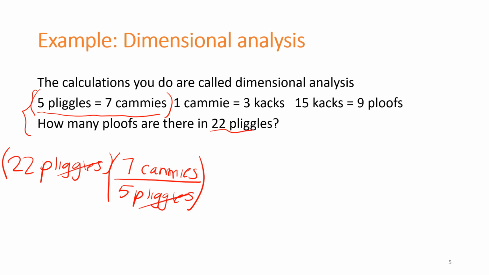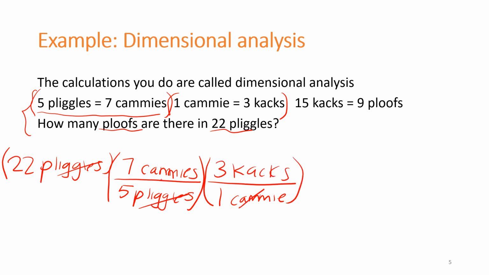Camis is not what we want, not ploufs, so we're still not done yet. We look at the unit conversion factors and we find that this one has camis. So we know that we have to use that one next. We're trying to get rid of camis, right? So it goes at the bottom. So 1 cami equals 3 cax. Okay, cool. We got camis out of the way. Now we're at cax. Is that the final answer? No, we need to go to ploufs. We find that this last conversion factor actually has both of those. So now we're finally at our last step.